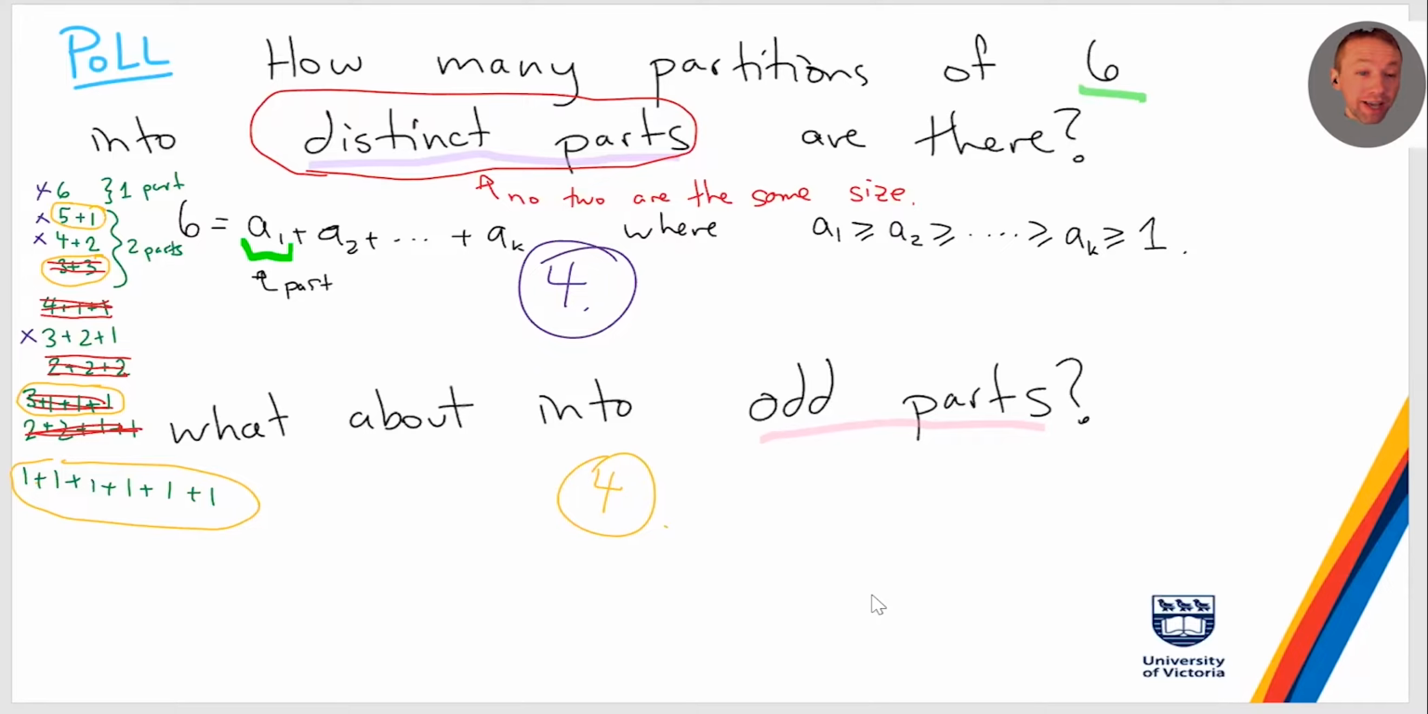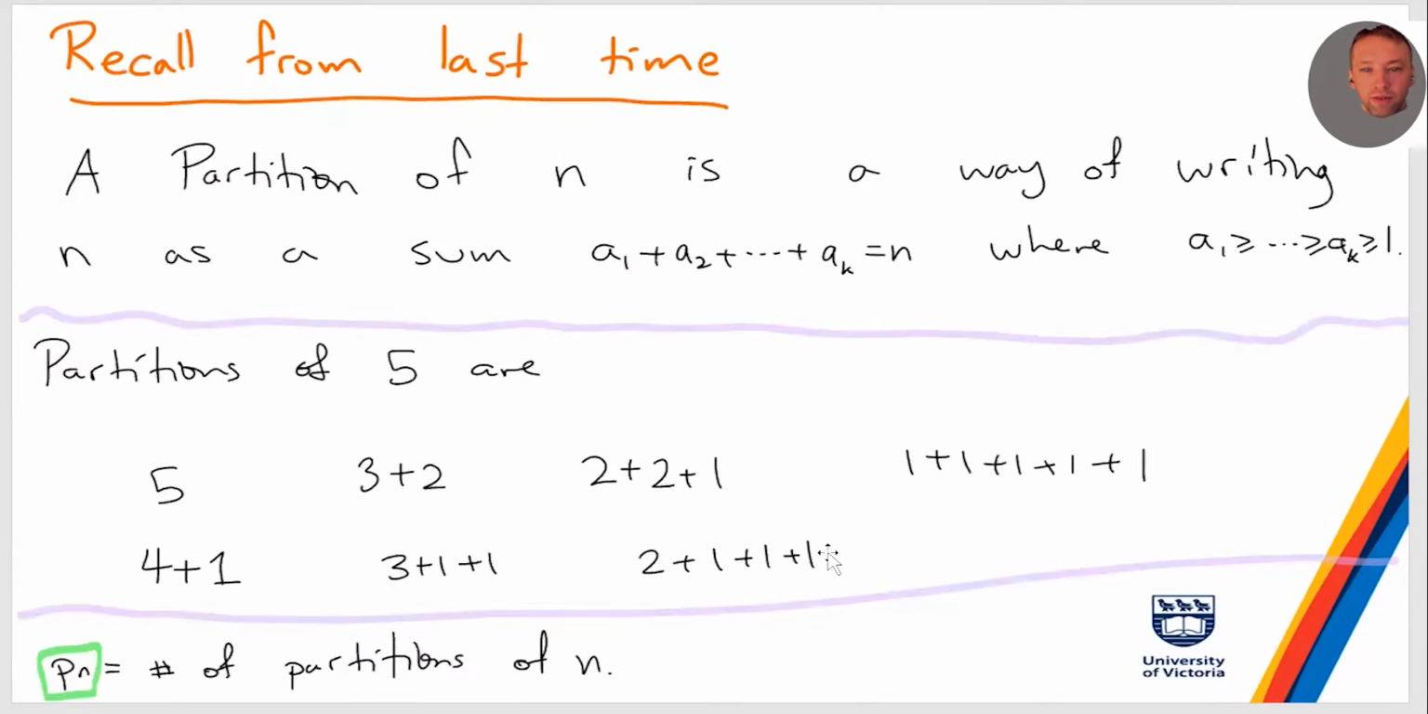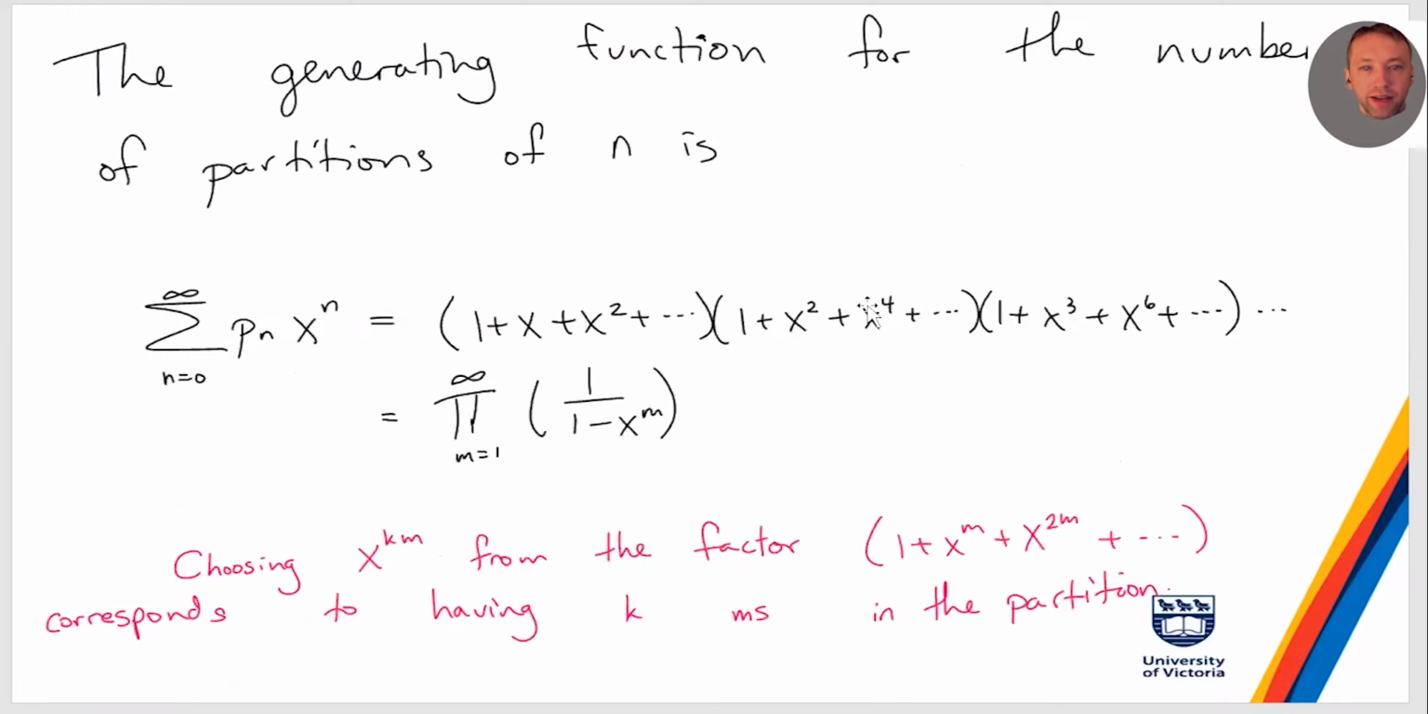What we're going to show is actually for any number, the number of partitions into distinct parts is always equal to the number of partitions into odd parts. So this is not a coincidence that the same number appears both times. Right. So again, remember we let Pn be the number of partitions of n, just to remind us.